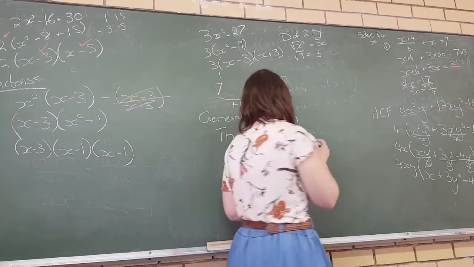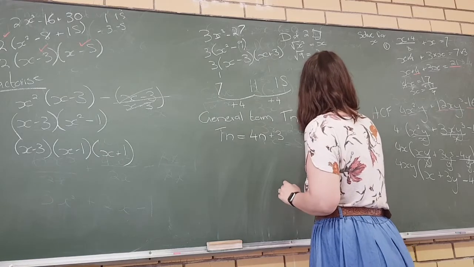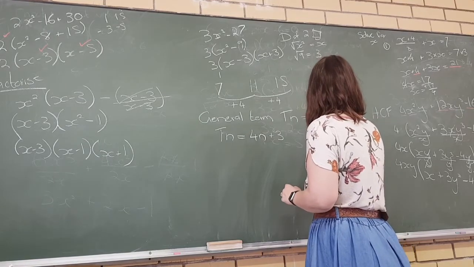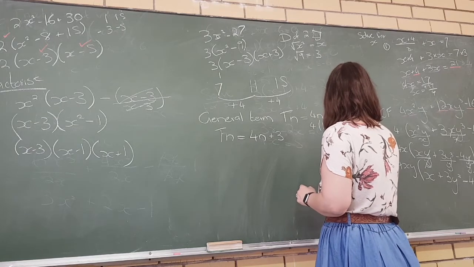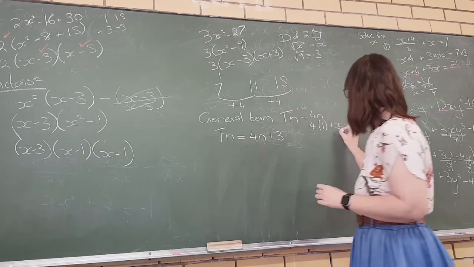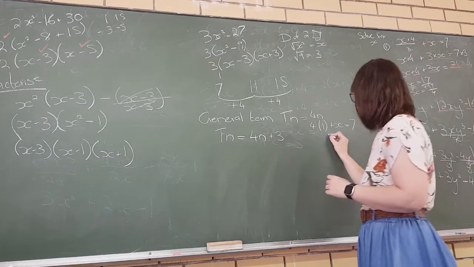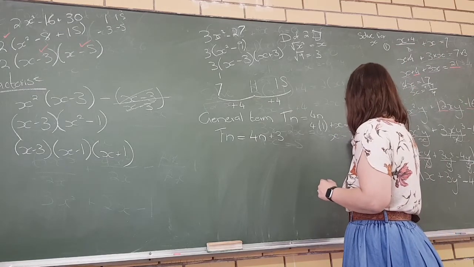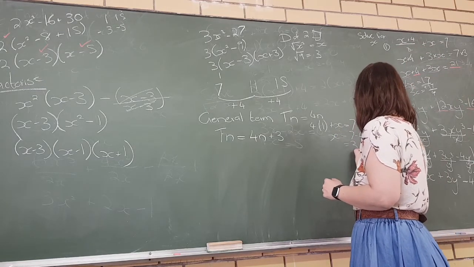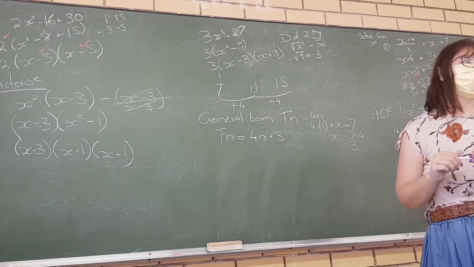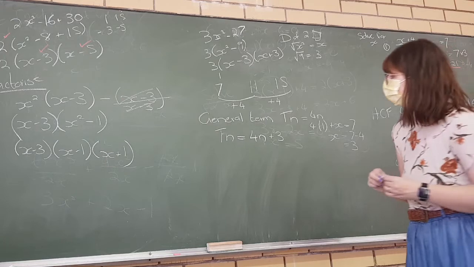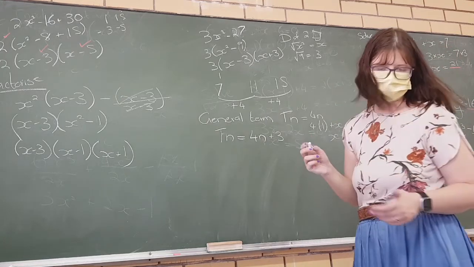I'll do it again. I say Tn is equal to 4n. And I say 4 times 1 plus x equals 7. What is x? I solve for x. I say x is equal to 7 minus 4, equal to 3. That's how I get my 3 over there. So that's my general term.